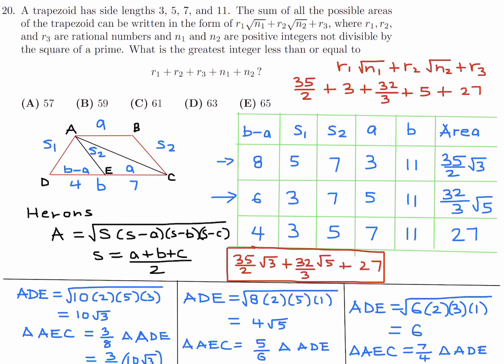And when you add these up, you get approximately a little over 63.2 approximately. So they're saying, what is the greatest integer less than or equal to? Well, the greatest integer less than or equal to that would be 63. And therefore, number 20, the answer is D.